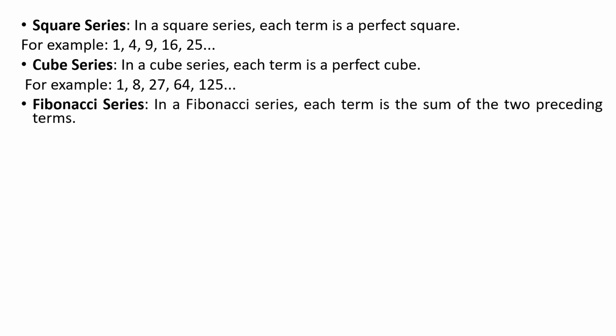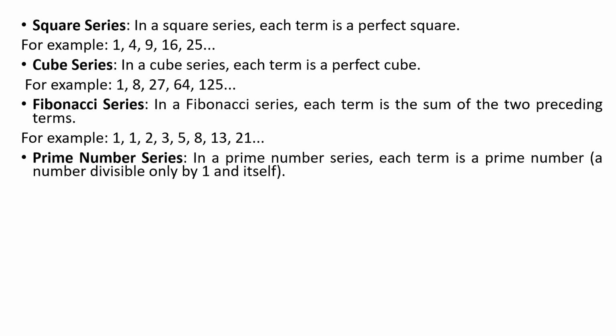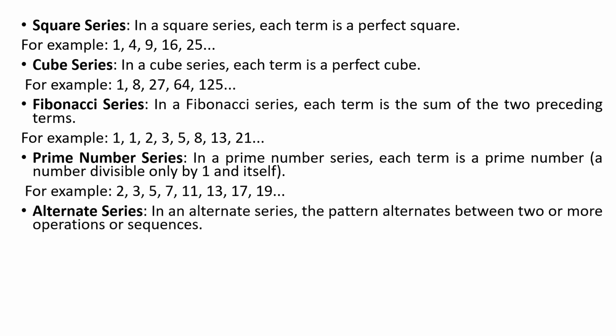Fibonacci series. It is a series in which each term is obtained by adding the two preceding terms. For example, here 1, 1. So 1 plus 1 is 2, 2 plus 1 is 3, 3 plus 2 is 5, 5 plus 3 is 8, like that. So adding two consecutive terms will give the third term. Prime number series. Here we use only prime numbers, numbers which are divisible by only one and itself, like 2, 3, 5, 7, 11, 13, 17, 19. It is a prime number series.